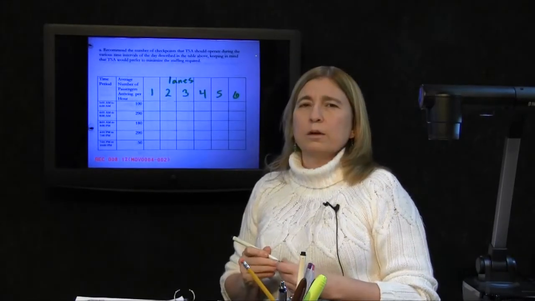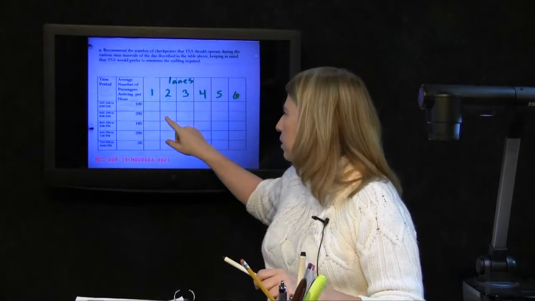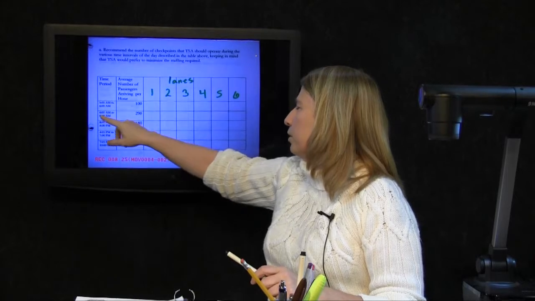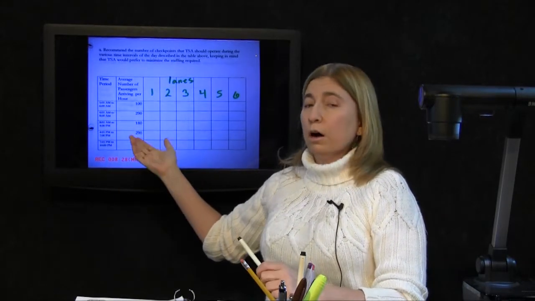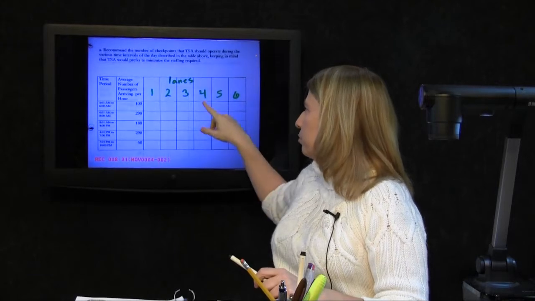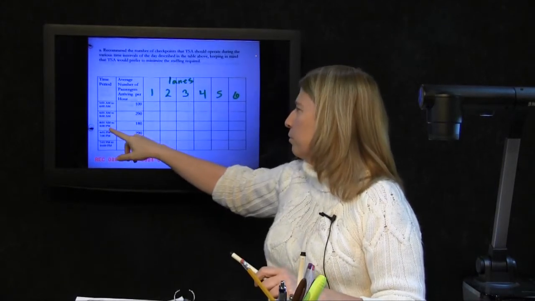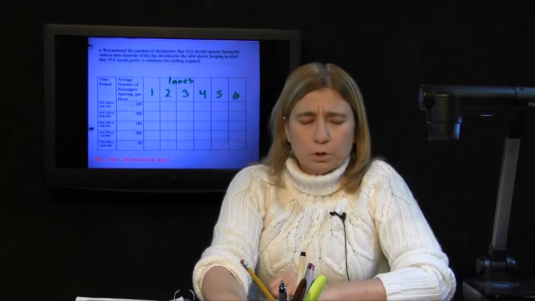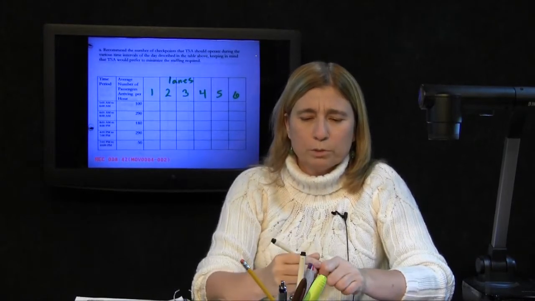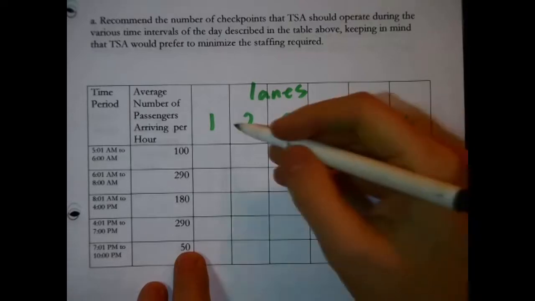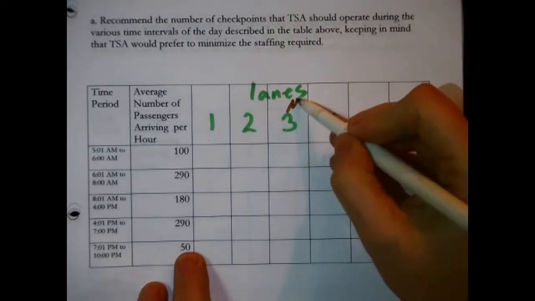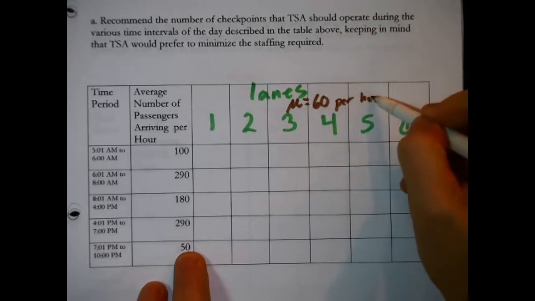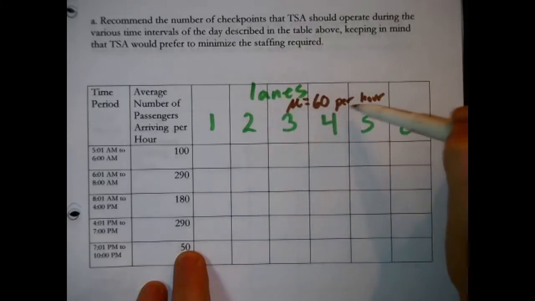So each square in this table is a potential scenario. For instance, right here, that is the staffing where you have 2 lanes open in the row between 6 a.m. and 8 a.m. Would we want to do that, or would we want to do this? That's where you have 4 lanes open between 8 a.m. and 4 p.m. Would we want to do that? I don't know yet what we should want to do, but there is something we should note. It doesn't matter which one of these, mu equals 60 per hour. Each lane will be working at that.